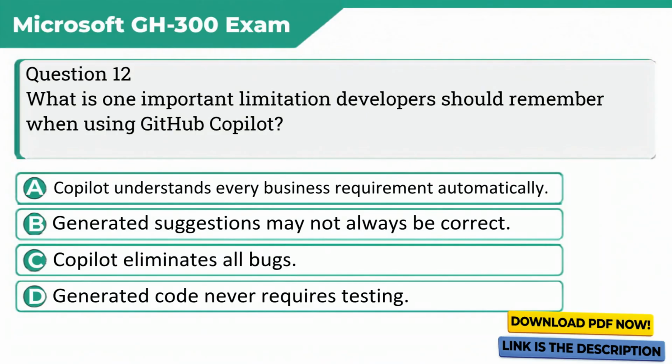Question 12. What is one important limitation developers should remember when using GitHub Copilot? A. Copilot understands every business requirement automatically. B. Generated suggestions may not always be correct. C. Copilot eliminates all bugs. D. Generated code never requires testing.